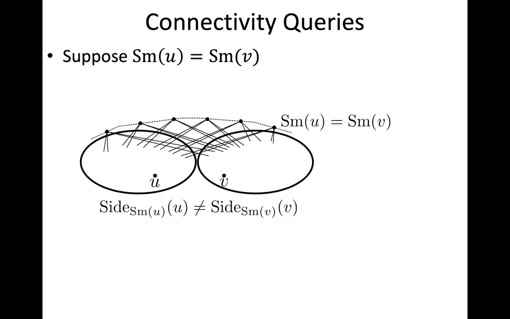If the side of U is not equal to the side of V, but they both share the same small cut, the picture can look like this, where the small cut breaks it into two components, one containing U and one containing V, and one containing the rest. And in this case, they're obviously kappa connected, and you can pick small u as a specific cut separating U and V. Okay.